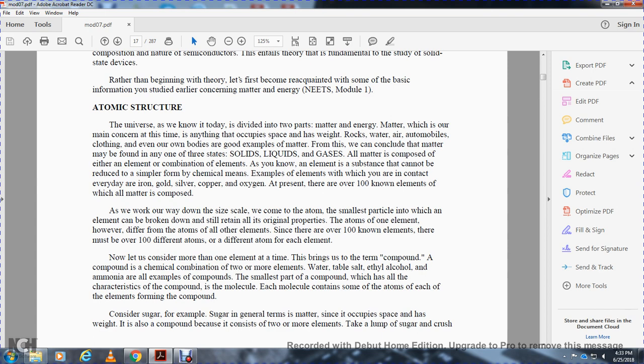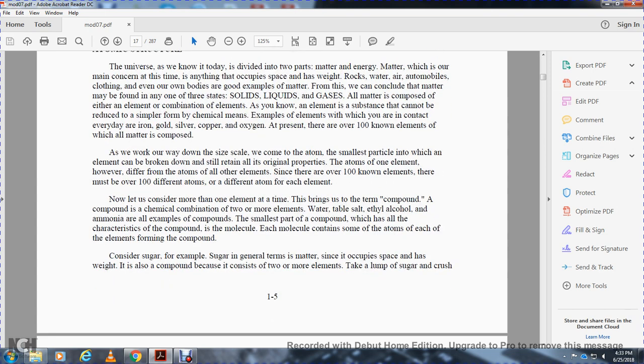However, they differ from the atoms of other elements. Since there are only about 100 known elements, there must be just over 100 different kinds of atoms, one for each element.